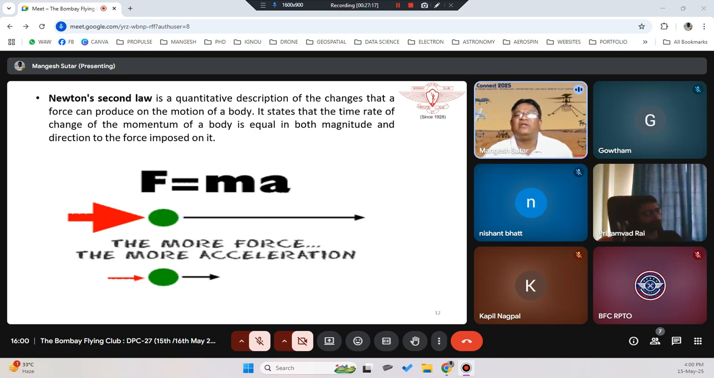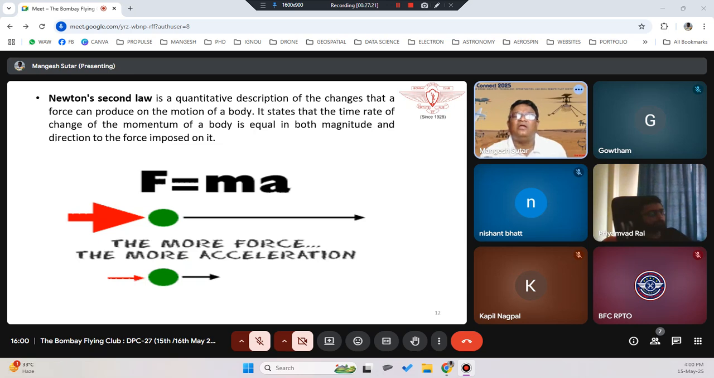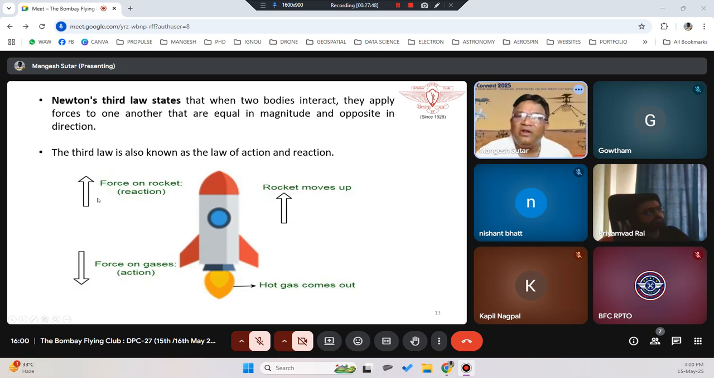For example, if a train coach is going on a track and I need to make it go faster, what do I need to do? I need to connect the engine and give more acceleration to the coach. Then only it will move faster. So the momentum of a body is related to both the magnitude and direction of the force imposed on it. That is what Newton's second law talks about. Now Newton's third law is very important with respect to drones.